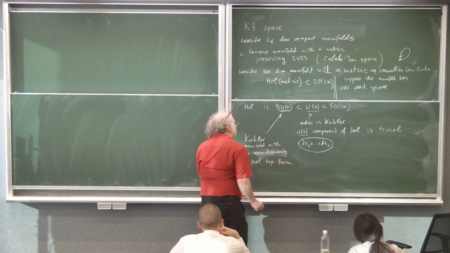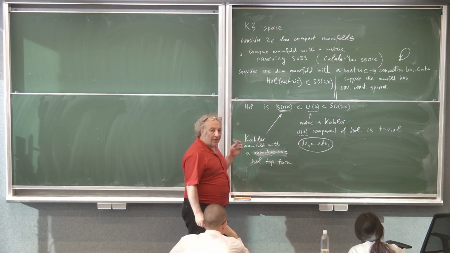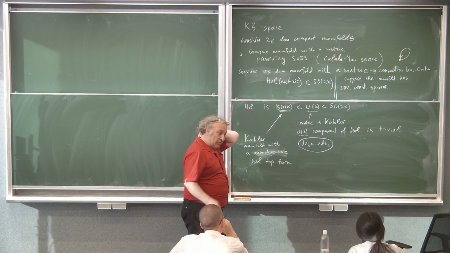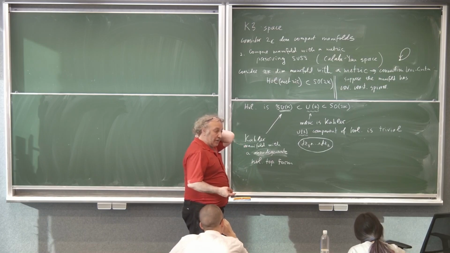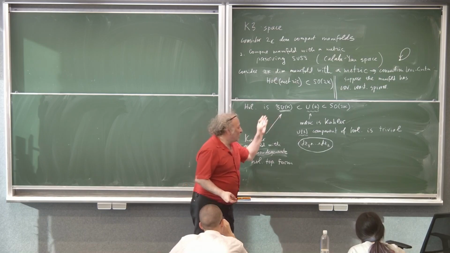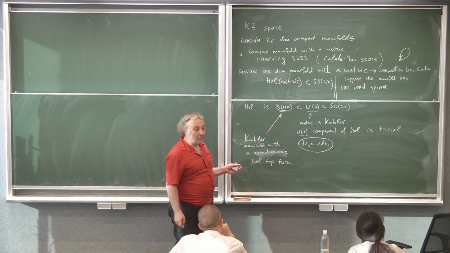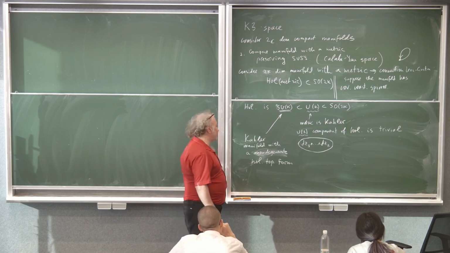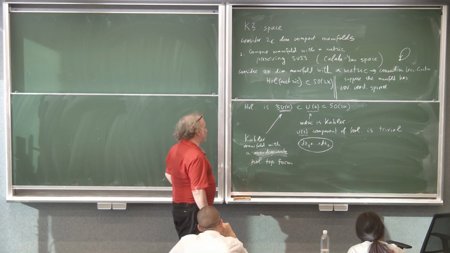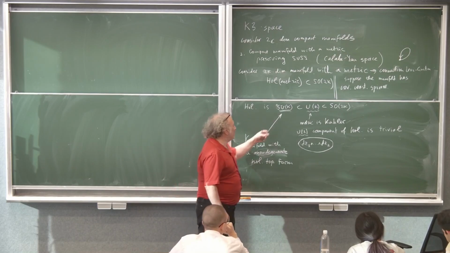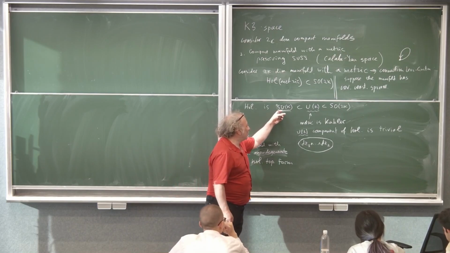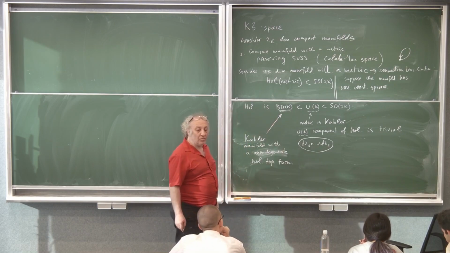You see, I'm skipping some details. I'm just trying to give you the ideas. And if you try to go into details, you know where to look in the literature. Such manifolds with holonomy in SU(k) are called Calabi-Yau manifolds.